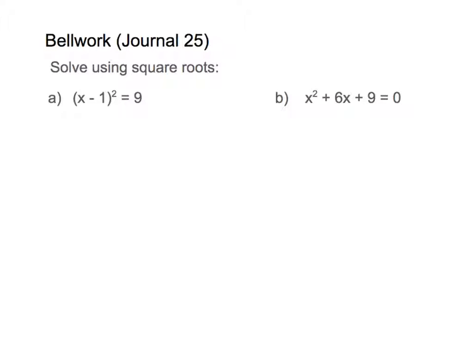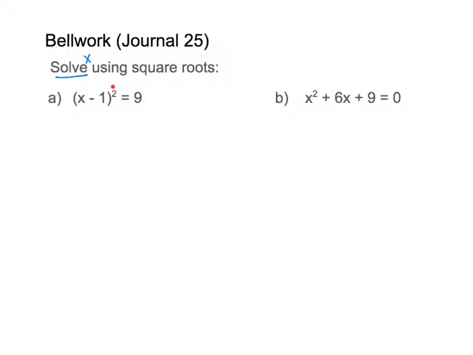Okay, so here I have our Journal 25, and we're going to start off with some bell work where we're solving using square roots. In other words, we're solving for x here, and we might need to use square roots to help us solve and get that x by itself. So here I have x minus 1, and it's being squared. Now remember, we don't distribute this exponent inside because that's not how exponents work. They don't work like distributing a number that's out here.